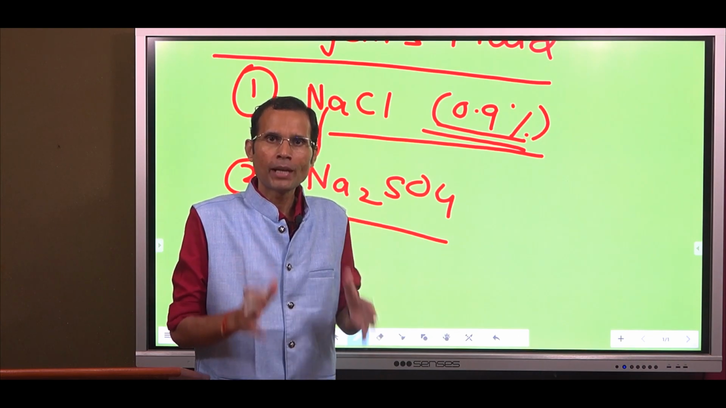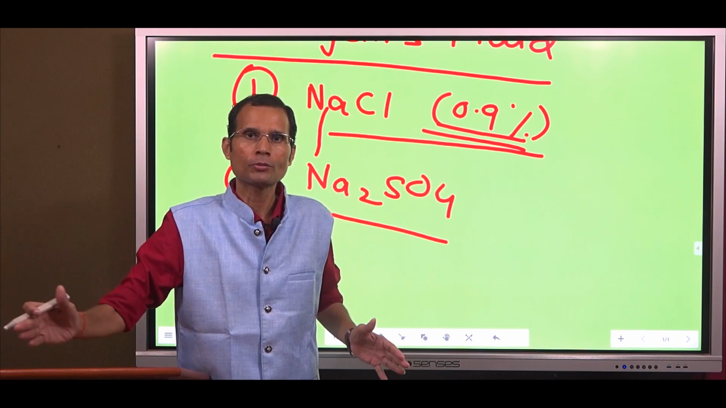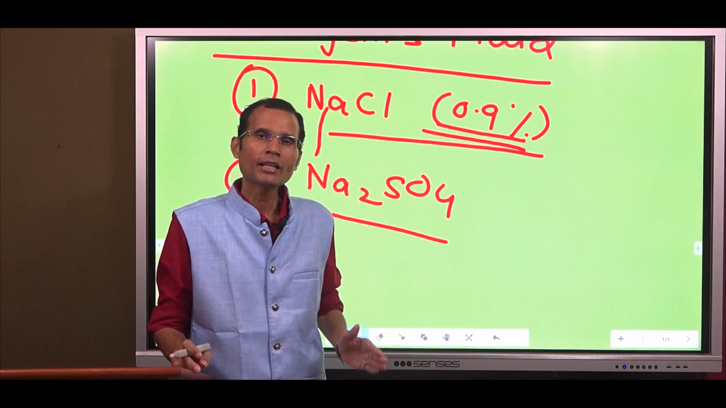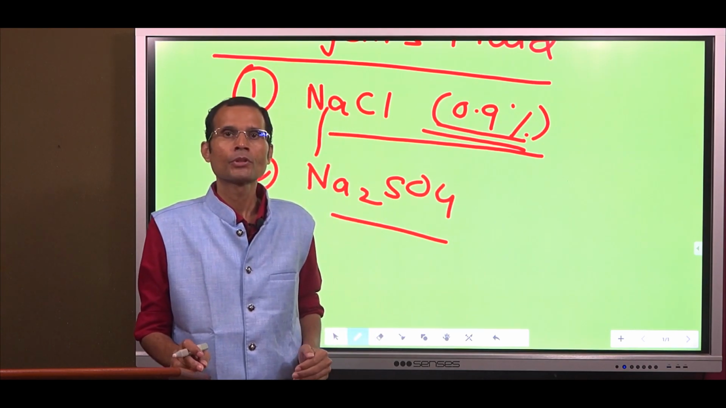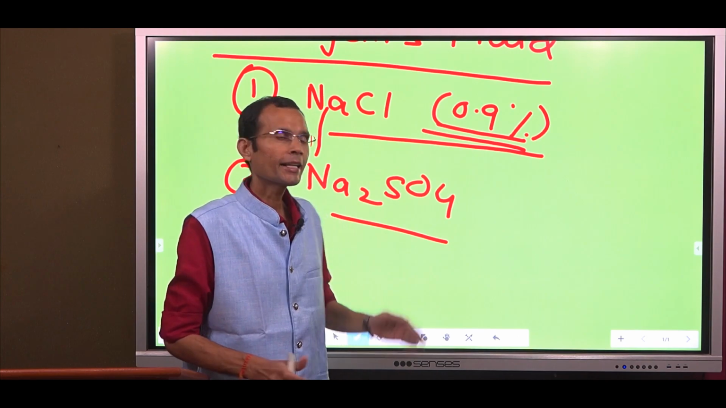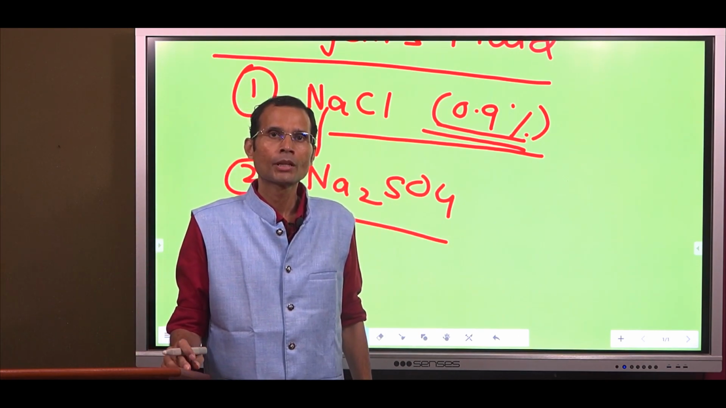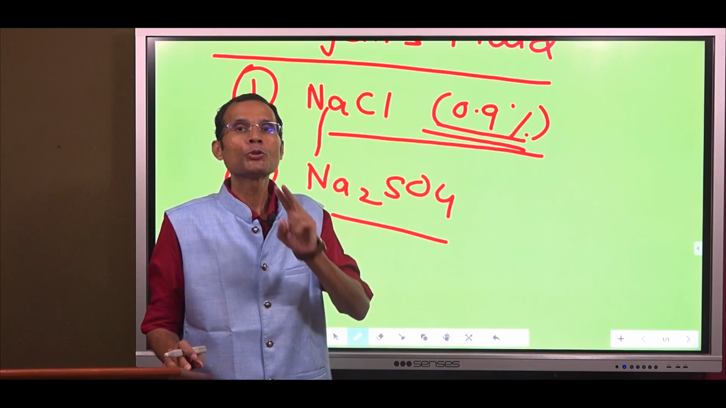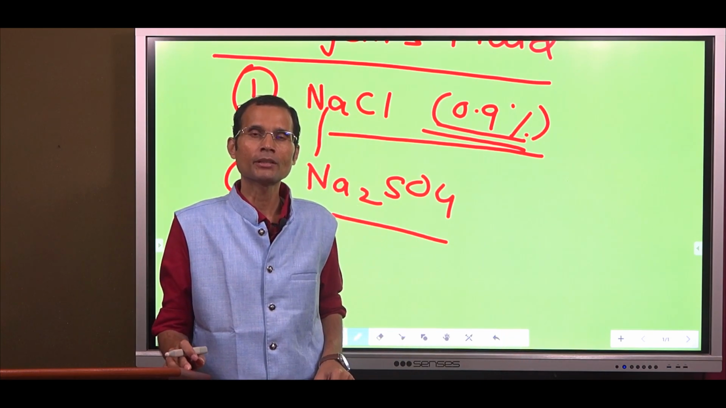When blood is diluted 20 times or more, listen to this part carefully. When blood is diluted 20 times or more, you don't need an anticoagulant in that blood sample.